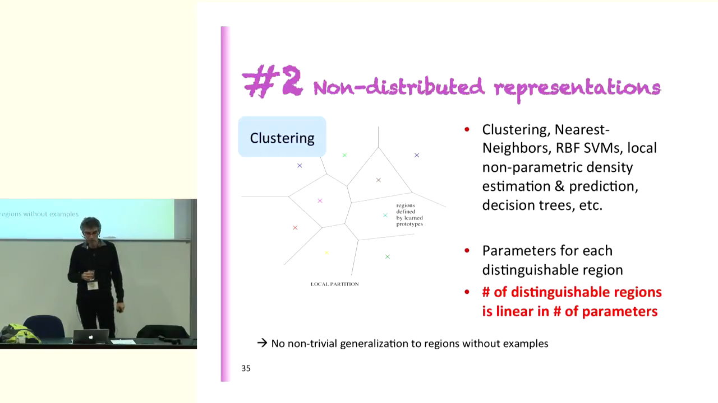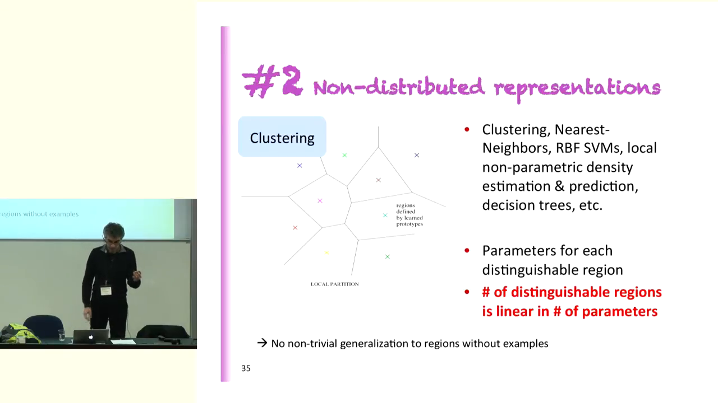It's the term distributed representation. But before I tell you about the distributed representation, I'm going to tell you what is not a distributed representation. So clustering and nearest neighbors and Gaussian kernel SVMs or Gaussian processes, many local non-parametric density estimation, decision trees, all these things don't take advantage of a distributed representation.